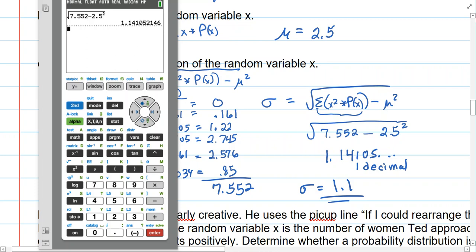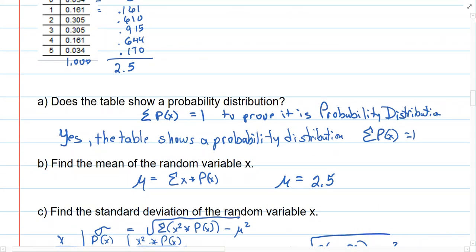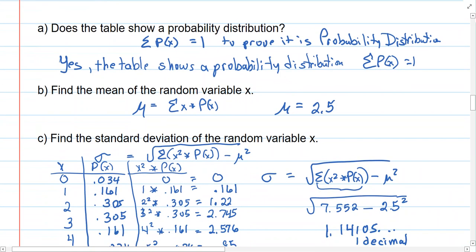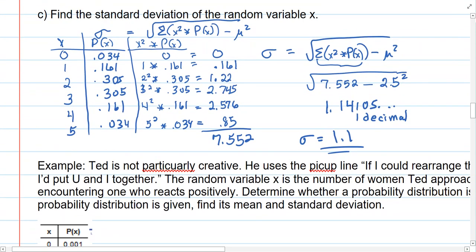All right, so we've answered all of the questions for this particular problem. Using first the check to see that it's equal to 1. Then finding mu, which is the independent variable x times the probability, and the summation of all of them. Then we did the standard deviation, which I used the x squared times the P of x, the summation of all of them, minus mu squared. And I came up with a standard deviation of 1.1.